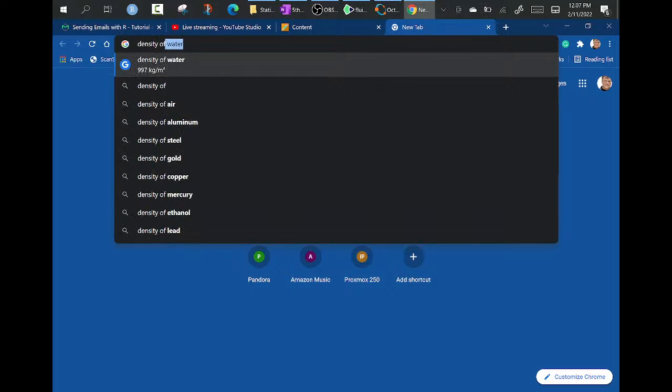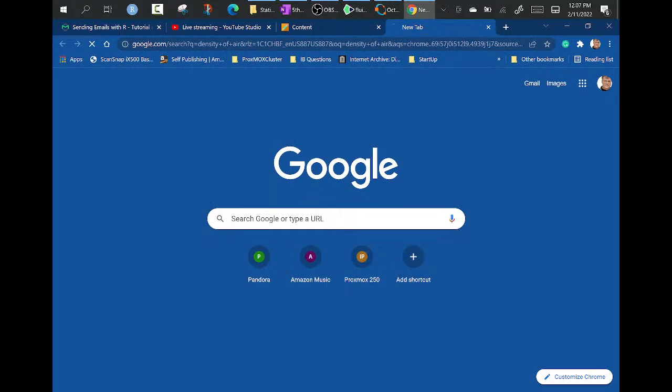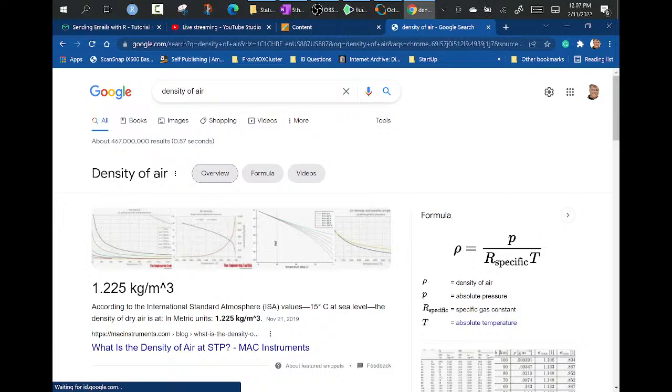Yeah, let's just look up the density of air. Now this is pretty good. Here's what I'm going to do. I'm going to convert this in an interesting way. Okay, so it says the density of air at 15 degrees Celsius is about 1.225.